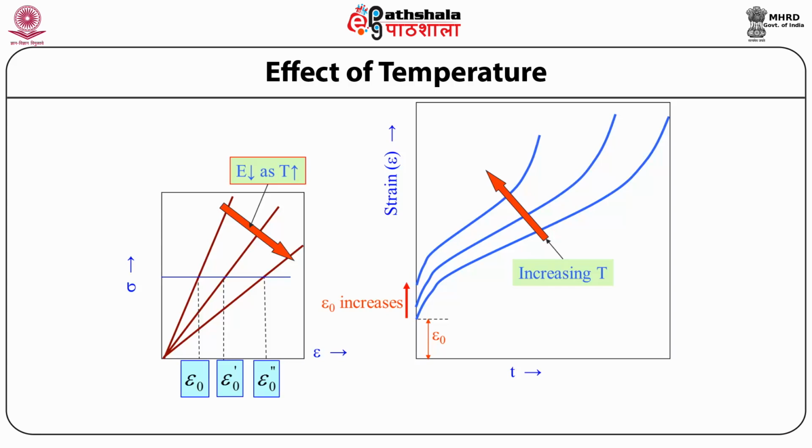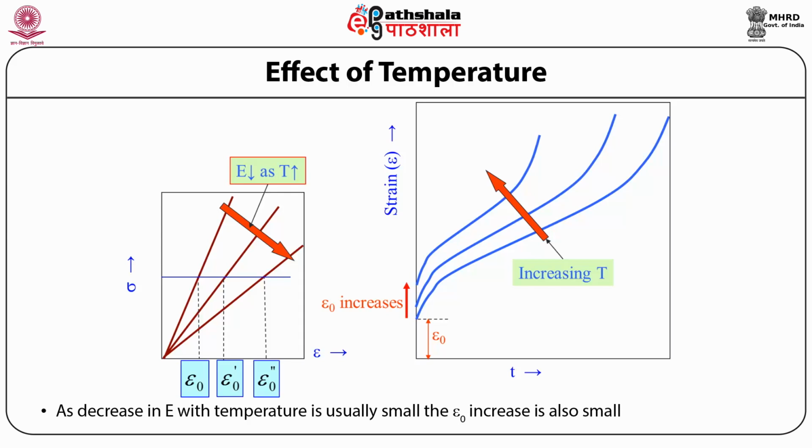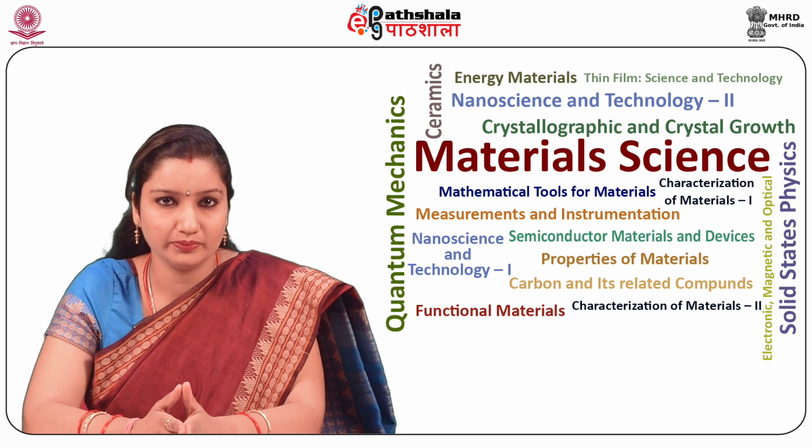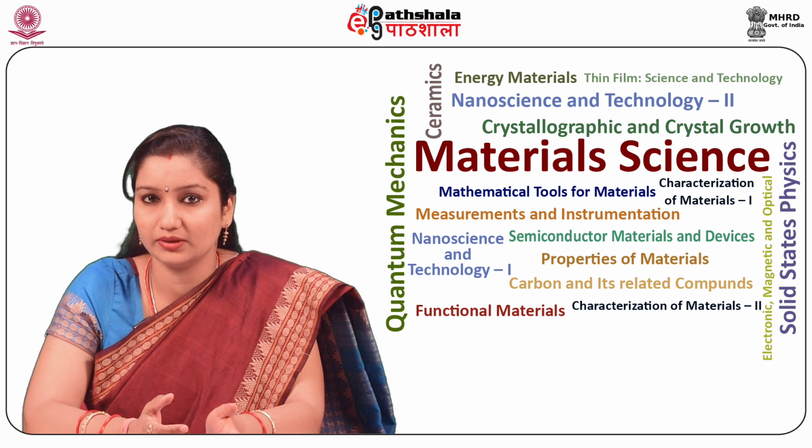In the second part of the figure, we see the graph between strain and temperature, and we observe that epsilon naught increases with increasing temperature. For the first curve there is some value of epsilon naught, then for the second curve, when the temperature is increased, the value of epsilon naught is also increased. So we conclude that the decrease in E with temperature is usually small, and the epsilon naught increase is also small.